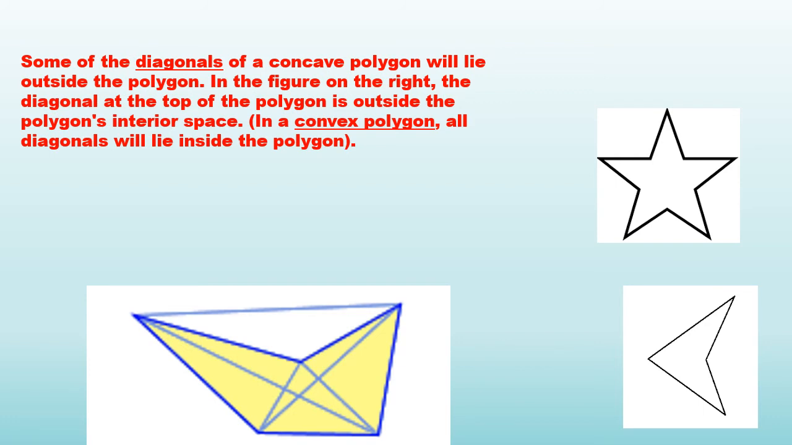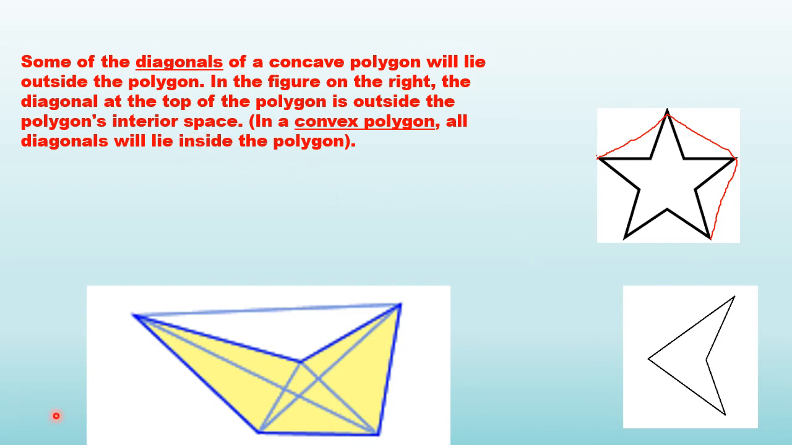In this star, you can see many diagonals will lie outside the polygon. Here this one, and this one. So like that, many of them will lie outside the polygon. So many diagonals are lying outside the polygon. Then it is a concave polygon.